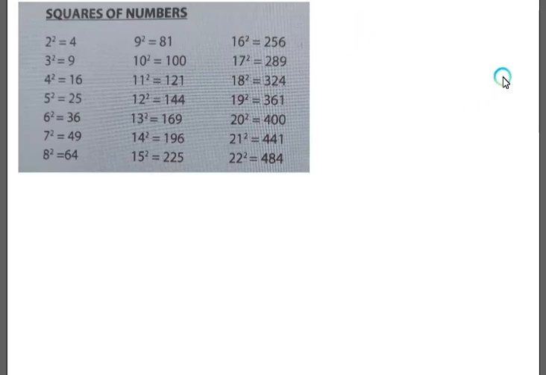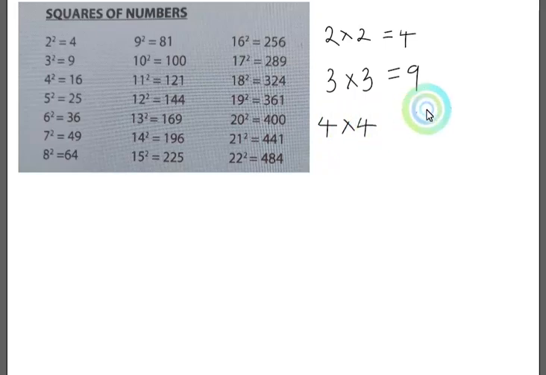So first off, I'm very sure you are conversant with your multiplication table. So from the multiplication table, you know that using the 2 times table, 2 times 2 will give you what? 2 times 2 will give you 4, right? 3 times 3 will give us what? 9, isn't it? 4 multiplied by 4 will give us what? 16, isn't it? So 4 multiplied by 4 will give us 16.